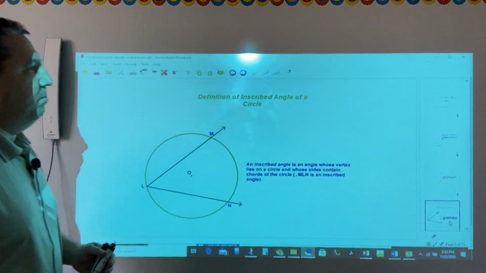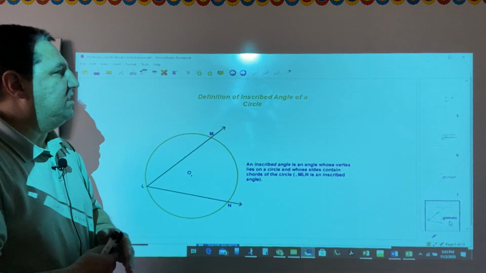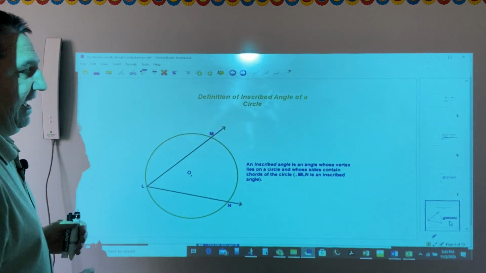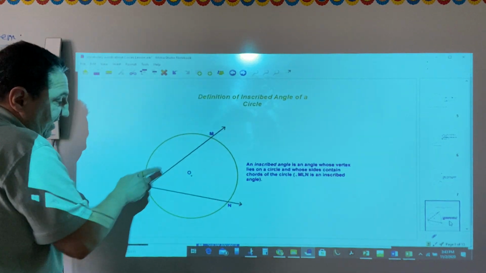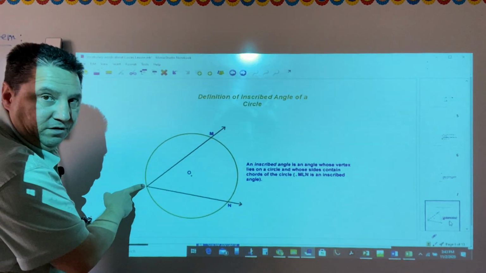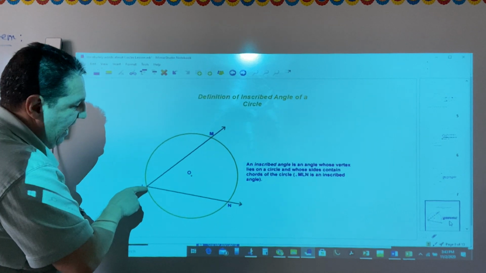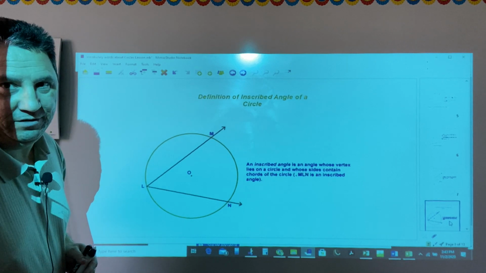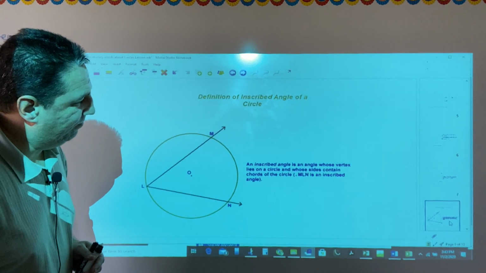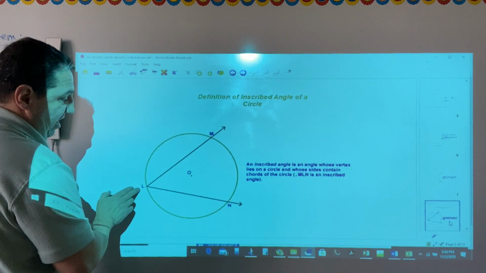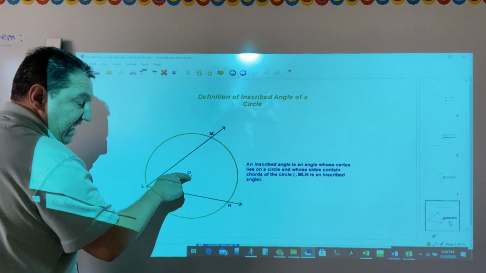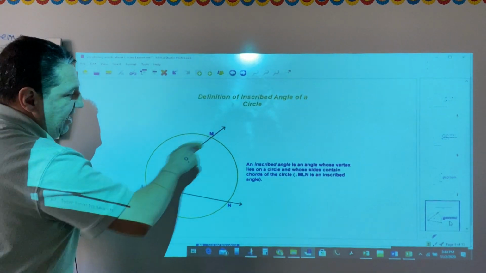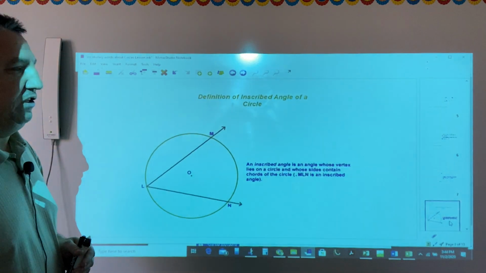Another part of a circle is the so-called inscribed angle. An inscribed angle is an angle whose vertex is on the circle, on the circumference, and whose sides are chords. As we can see, an inscribed angle doesn't have its vertex at the center, but on the circle. And its sides are chords of the circle.